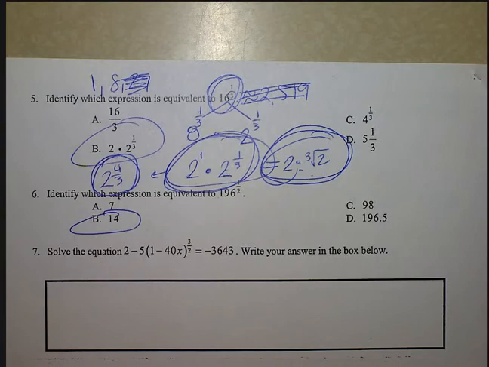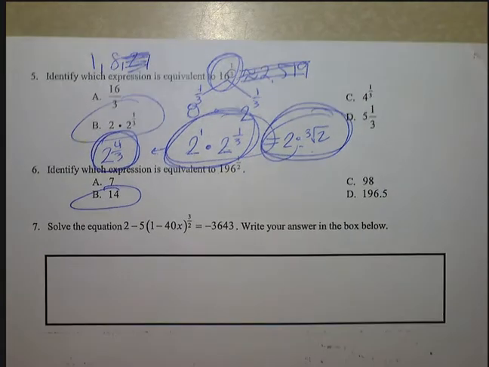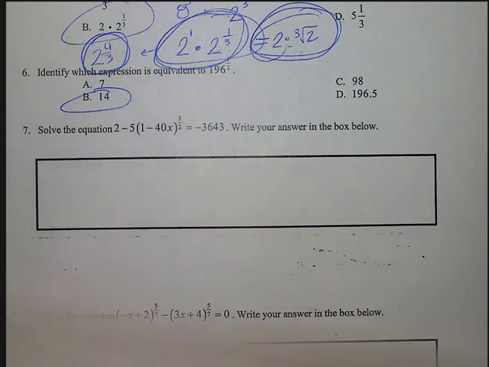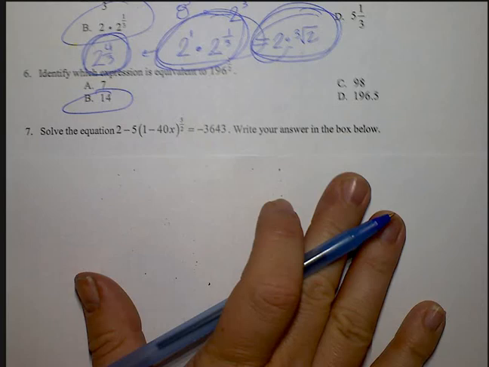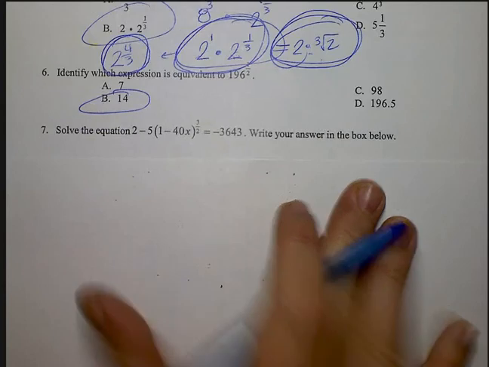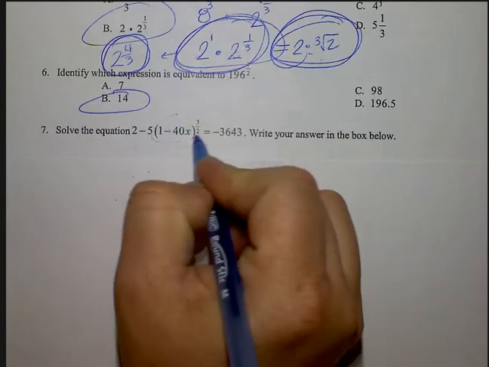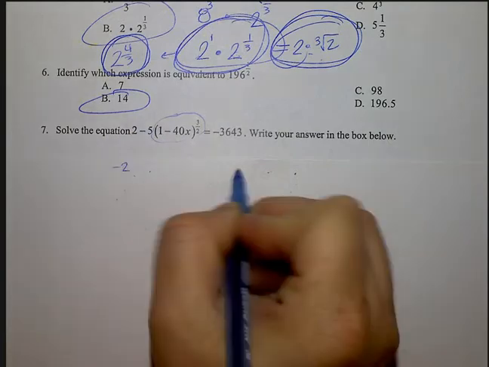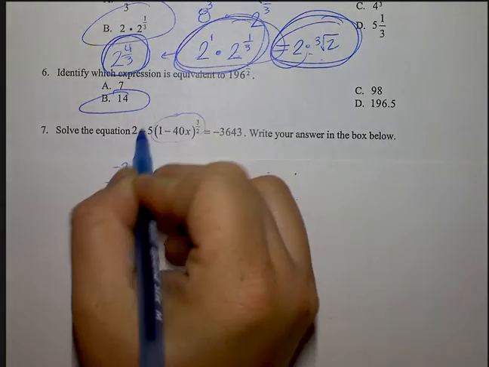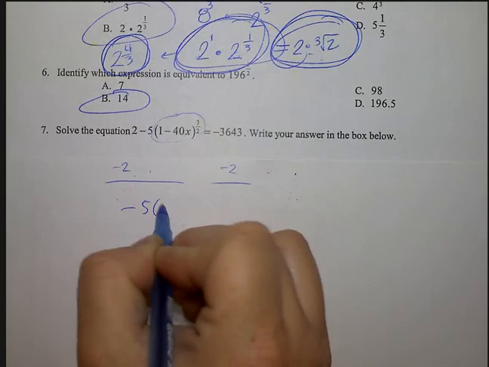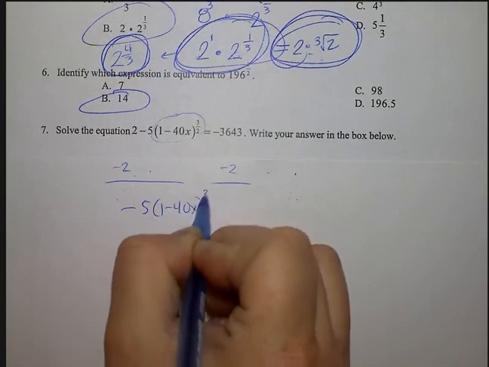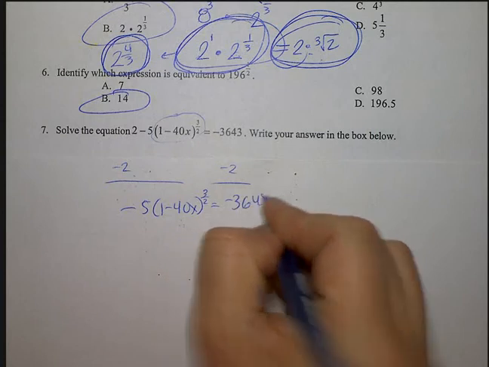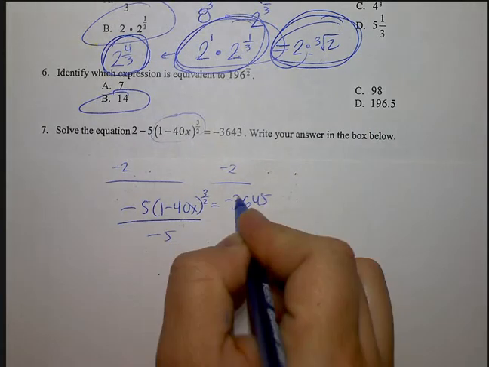Okay, I'm going to do 7 and 8. They're both problems of solving. I don't have a lot of space here, so I'm going to put this down in front. Okay, my first goal, can everybody see this? My first goal is going to be to isolate this portion. So I'm going to start by doing PEMDAS backwards, so adding or subtracting. I'm going to subtract 2 from both sides. Then I bring down -5 times this quantity. And combined here is -3,645. Can you please divide this quantity by -5?